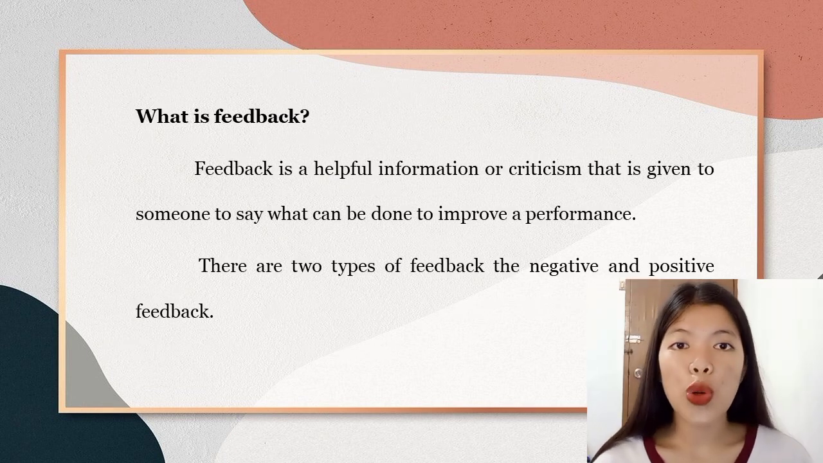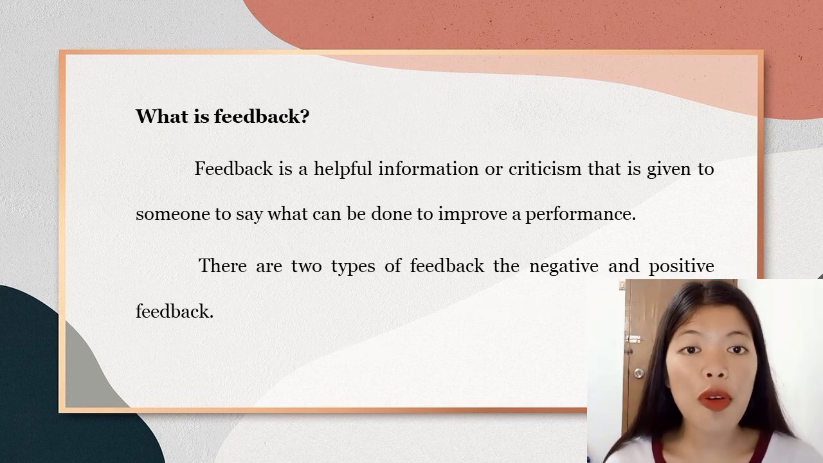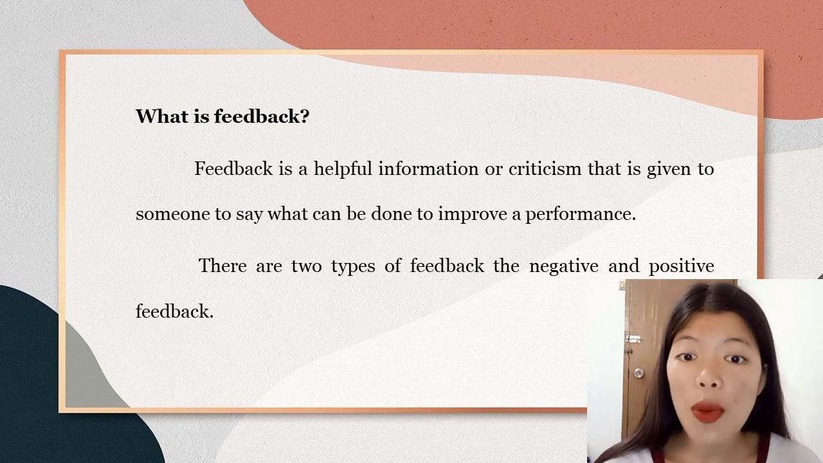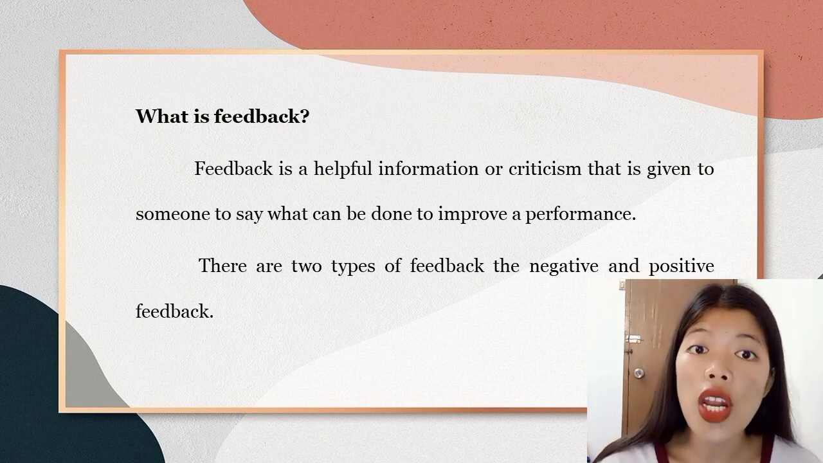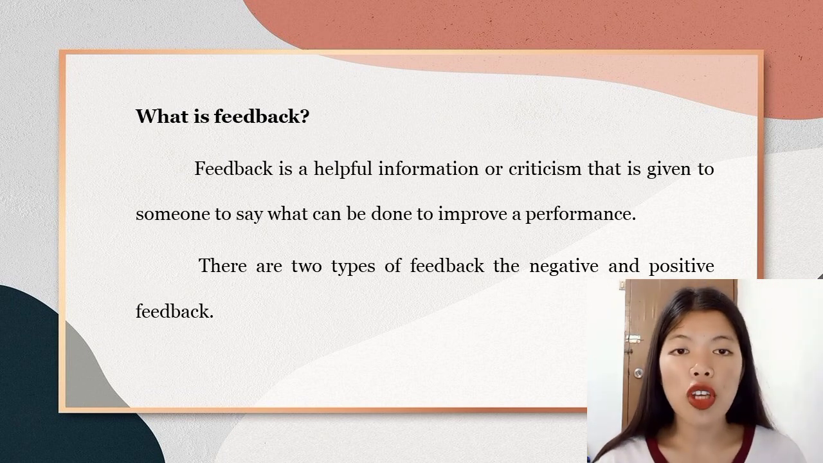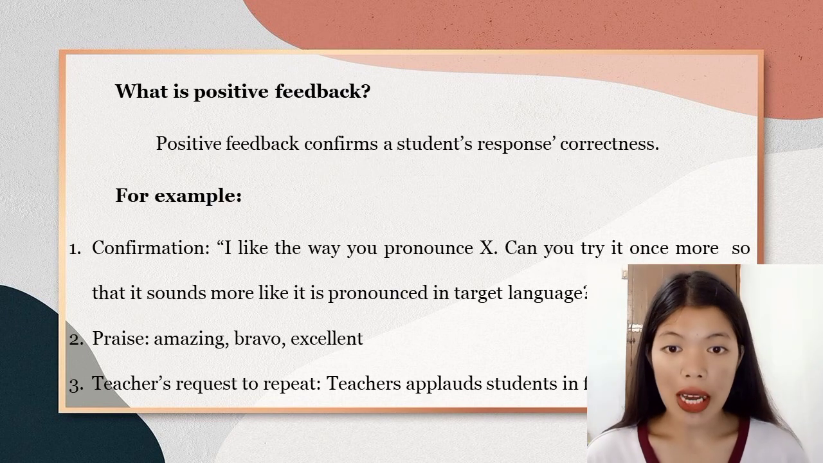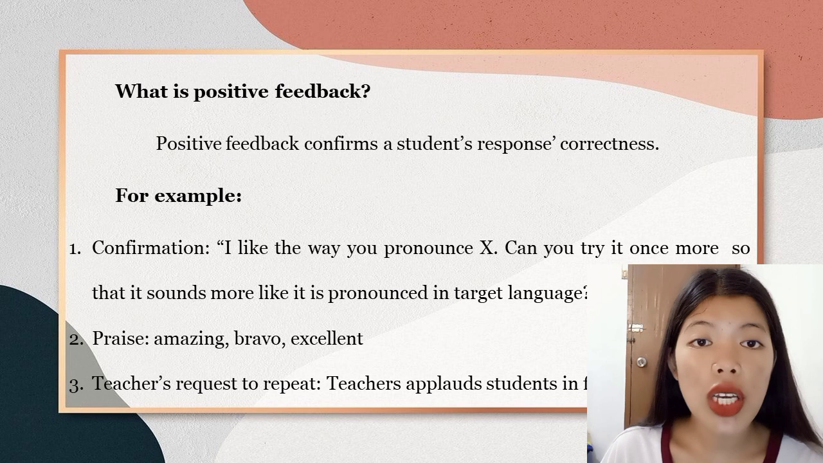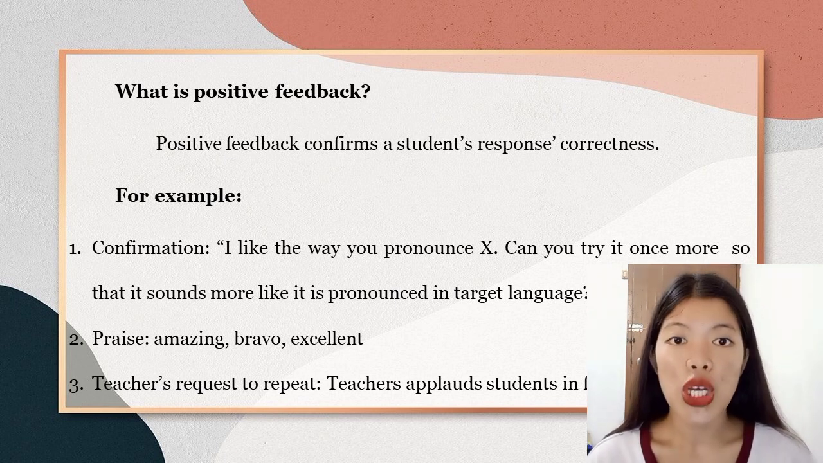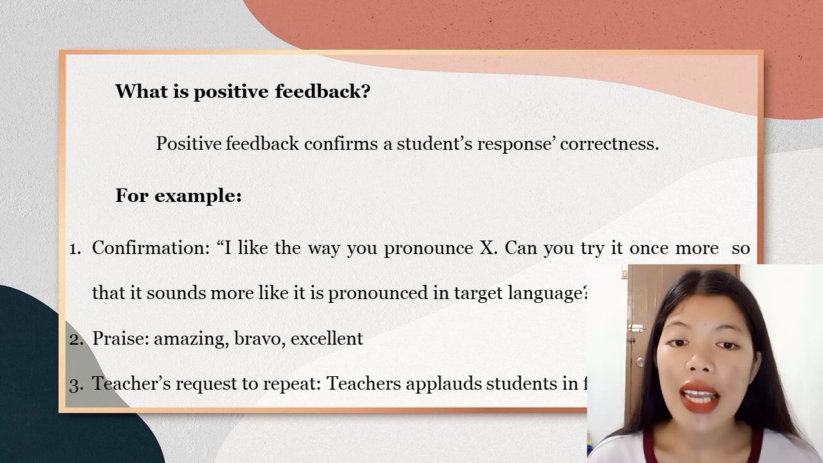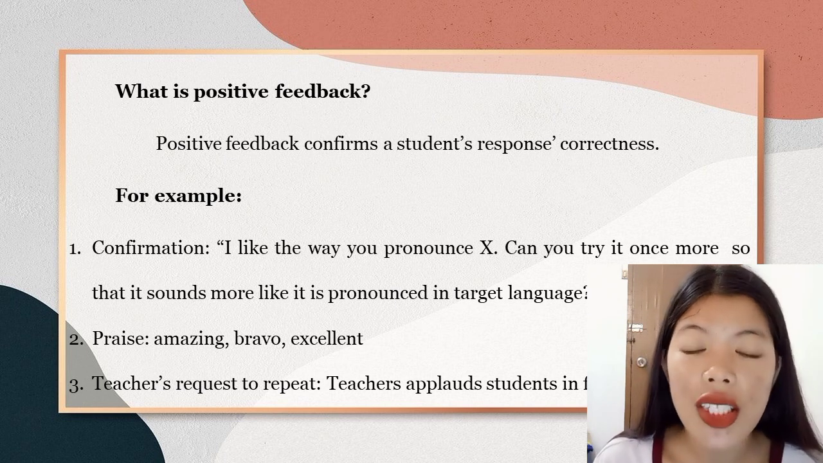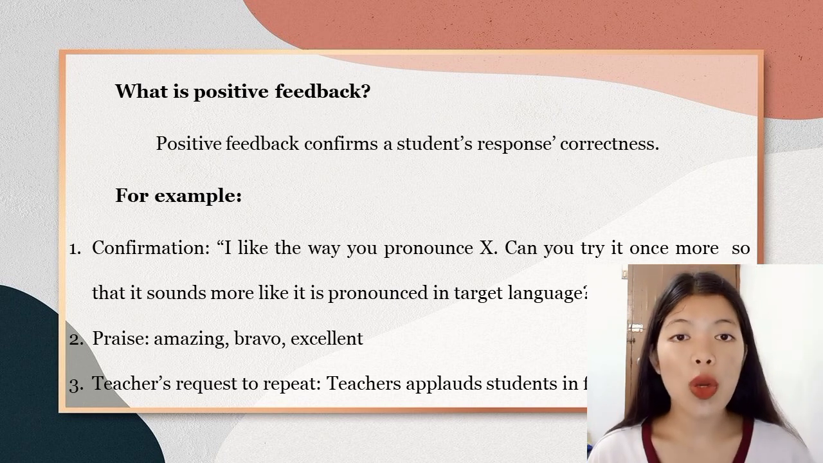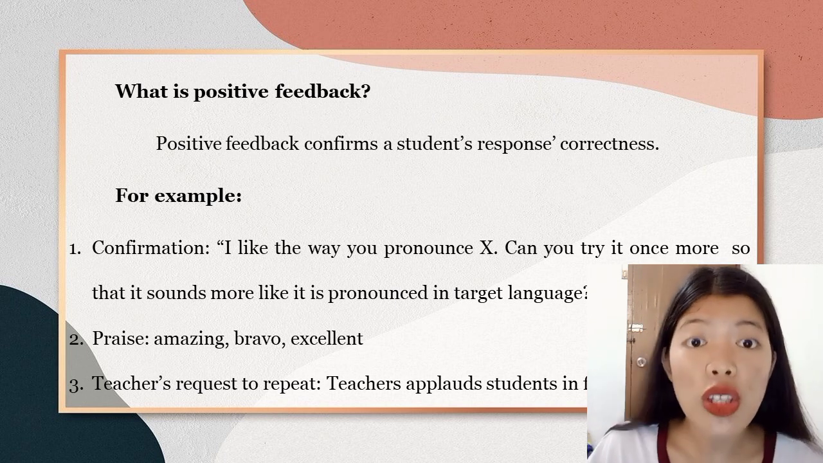Next, we have the word feedback. Feedback is helpful information or criticism that is given to someone to say what can be done to improve a performance, or a compliment to someone who has performed. There are two types of feedback, negative and positive feedback. What is positive feedback? Positive feedback confirms a student's response correctness. For example, confirmation. The teacher might say, I like the way you pronounce fable. Can you try it once more so that it sounds more like it is pronounced in the target language? In that way, your student will learn how to pronounce the word correctly without you offending them.